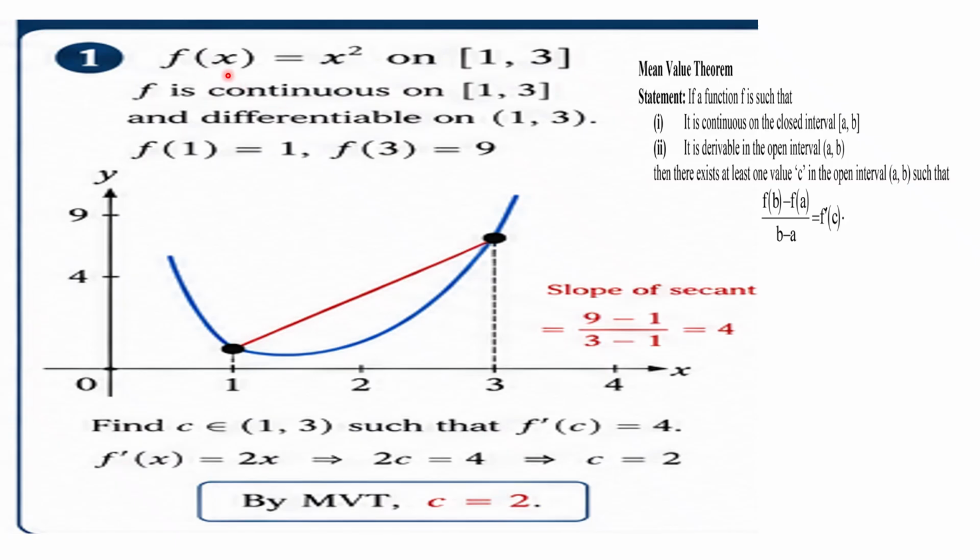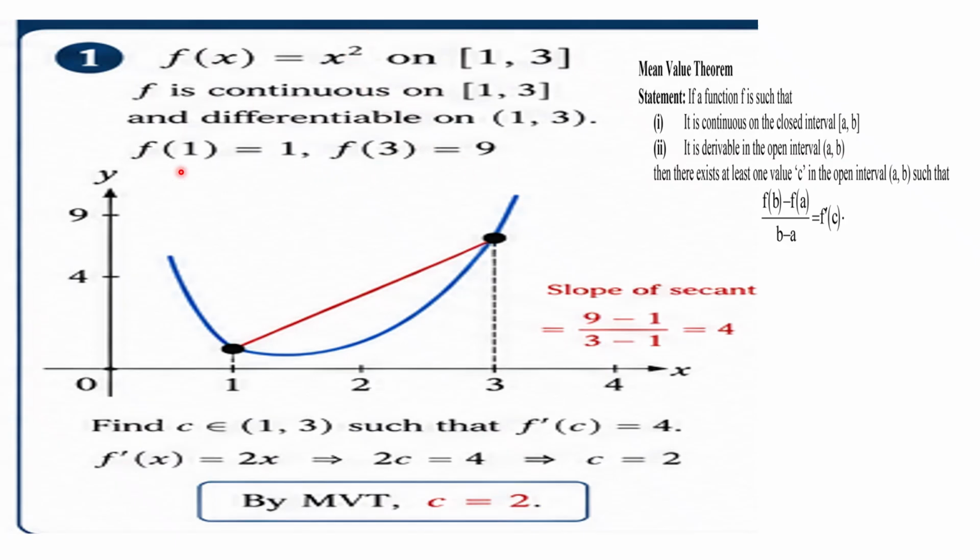f of x is equal to x square on the closed interval [1, 3]. This is defined on this closed interval [1, 3], and f of x is also differentiable. You can see here this is a curve. We can draw a tangent line, so this is differentiable on (1, 3). Here f of 1 is equal to 1 and f of 3 is equal to 3 square, 9.